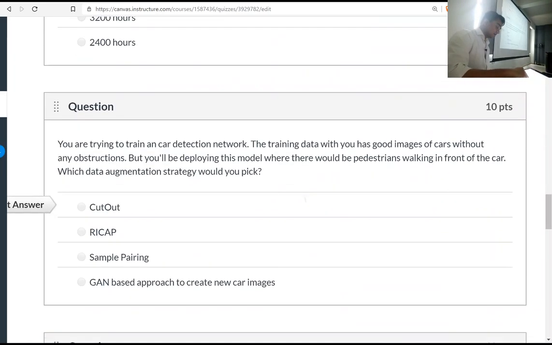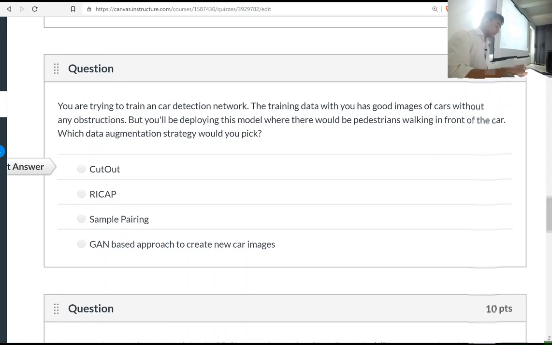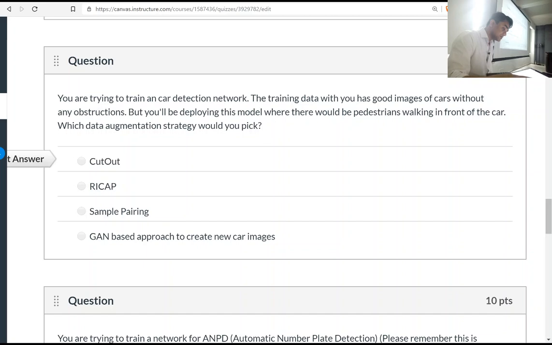Okay. You're trying to train a car detection network. The training data you have has good images of cars without any obstructions, but you are deploying the model where pedestrians are going to be walking in front of the car. Which data augmentation strategy could you pick?